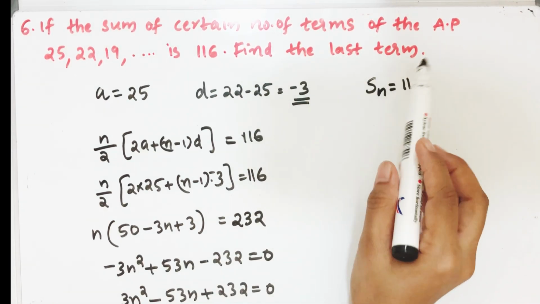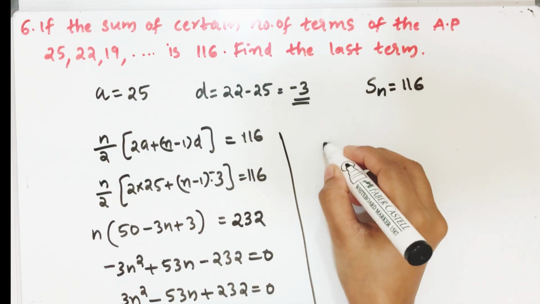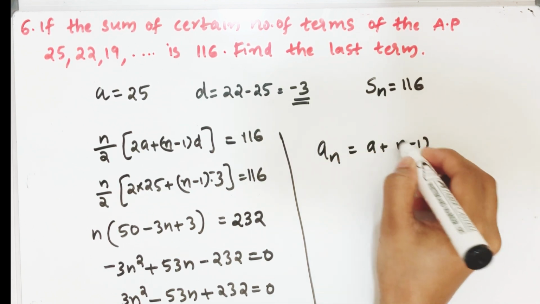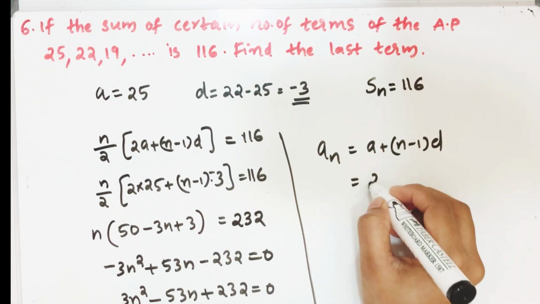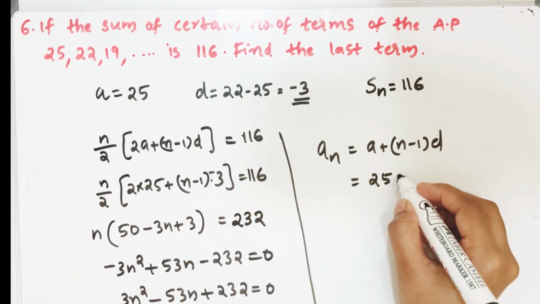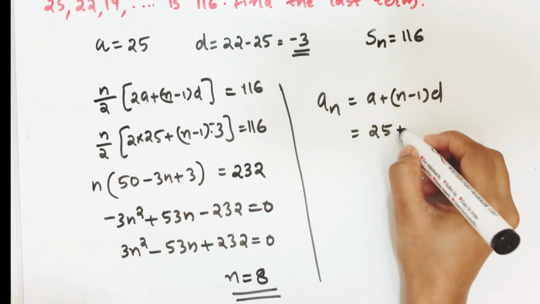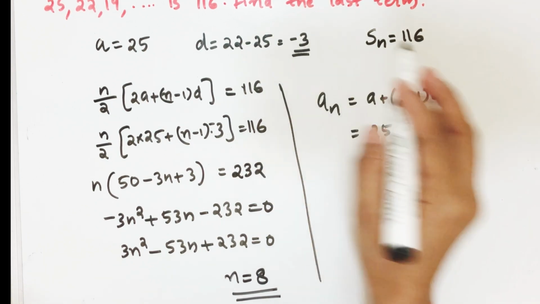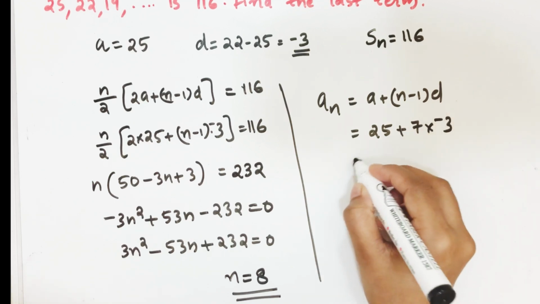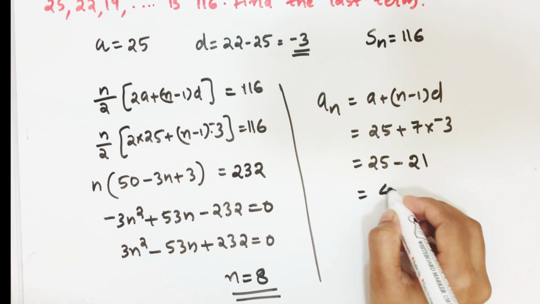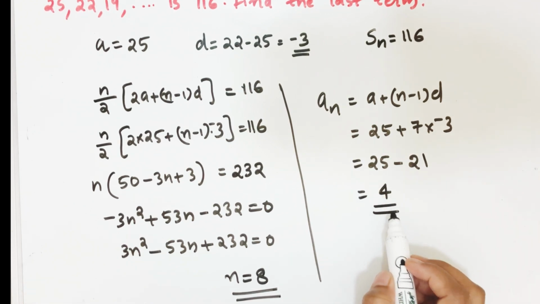We have to find the last term, that is an. We have n. an is equal to a plus n minus 1 into d. Here a is equal to 25, n is equal to 8. Therefore n minus 1 is equal to 7. 7 into d, which is minus 3, so it is 25 minus 21, which is equal to 4. Therefore the last term is 4.